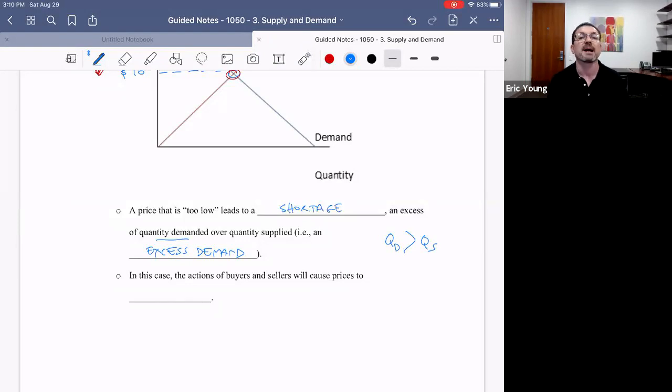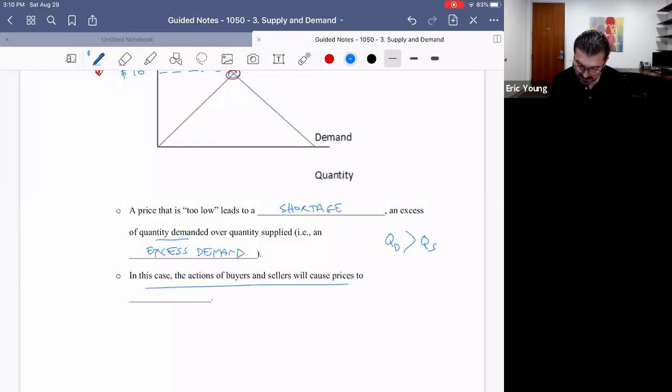If you realize that you're selling out of items, that at that particular price your product is so popular that there are lines out the door, what's going to be your rational, incentive-based choice as a seller? It's simple. You're going to raise your prices. Why? Because you can. Because the market has an excess demand for your good. So you can raise those prices.